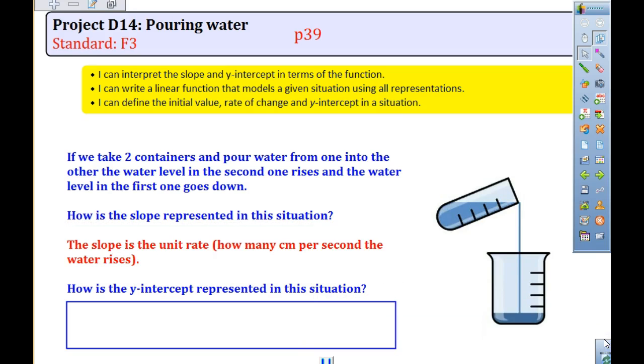Please write down, the slope is the unit rate. How many centimeters per second the water rises. Please write that right now in your notes. Some of you aren't writing. I need you to write that.